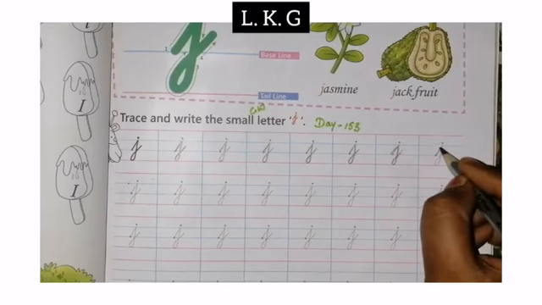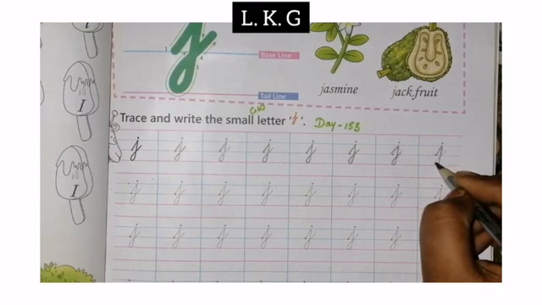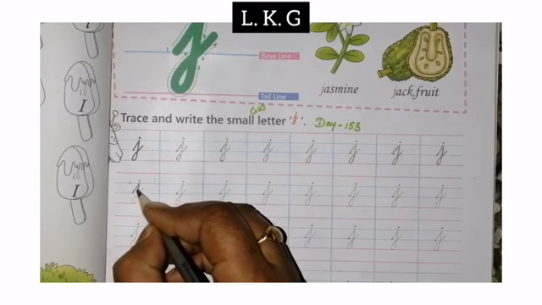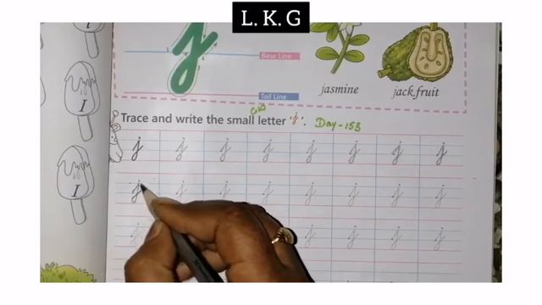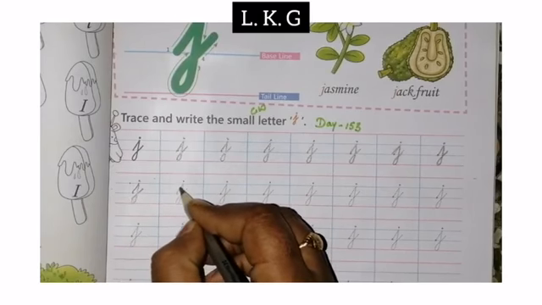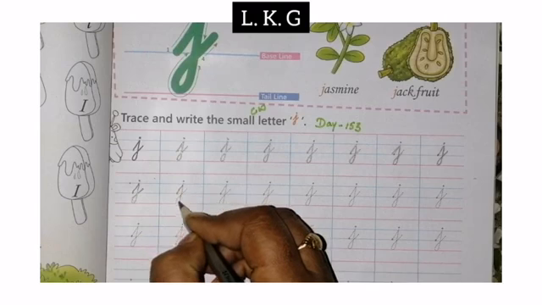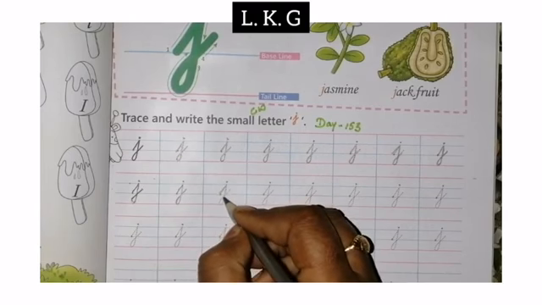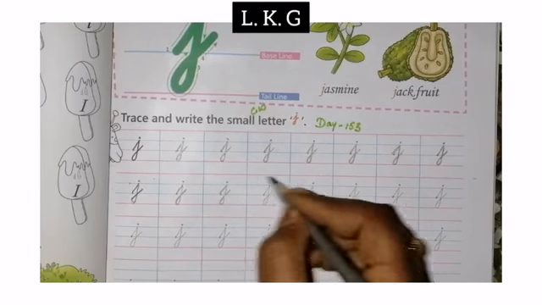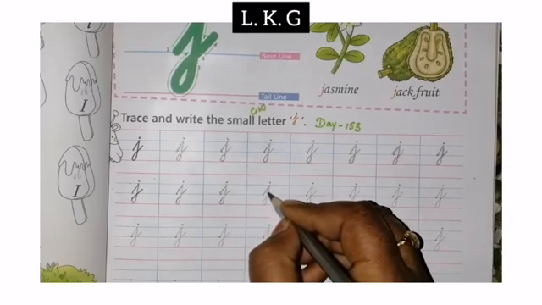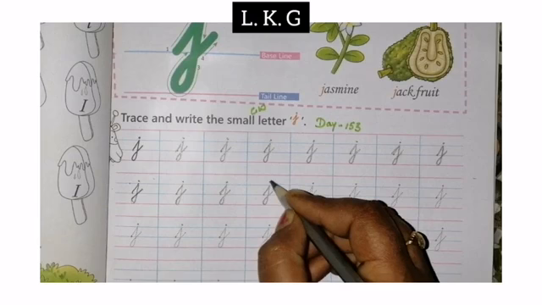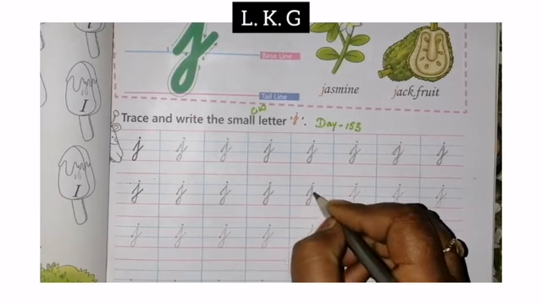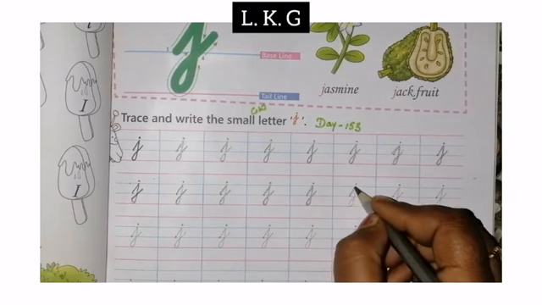Write it carefully. J for joker, J for jasmine, J for jackfruit. It is very easy to make. It is very easy to write. J for jug, J for jasmine, J for joker, J for jackfruit.